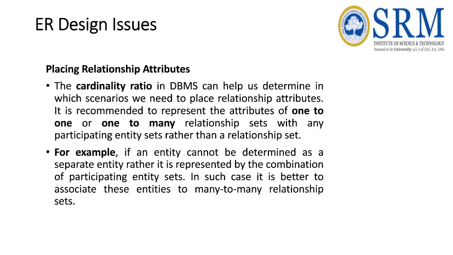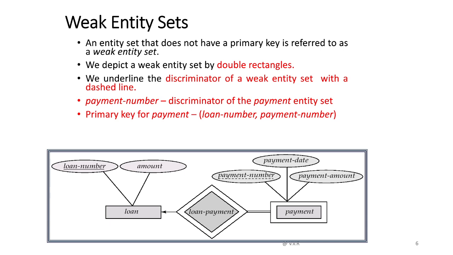Cardinality ratio, and this comes under placing relationship attributes. The cardinality ratio in DBMS can help us determine in which scenarios we need to place relationship attributes. It is recommended to represent the attributes of one-to-one or many-to-many relationship sets. For example, if an entity cannot be determined as a separate entity, rather it is represented by the combination of participating entity sets, in such a case, it is better to associate these entities with many-to-many relationship sets.